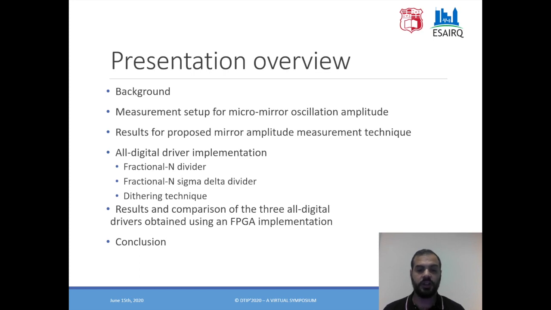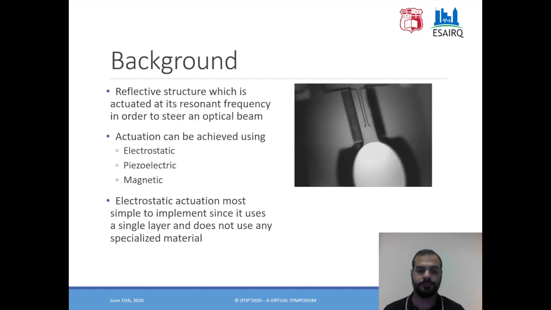In the following section, I will be presenting a comparison between three all-digital techniques that can be used in order to drive the micromirrors. These consist of fractional and divider technique, fractional and sigma delta divider technique, and dithering technique. A comparison between the three techniques was carried out after they were implemented on an FPGA. Finally, I will give an overview of the findings in the project.